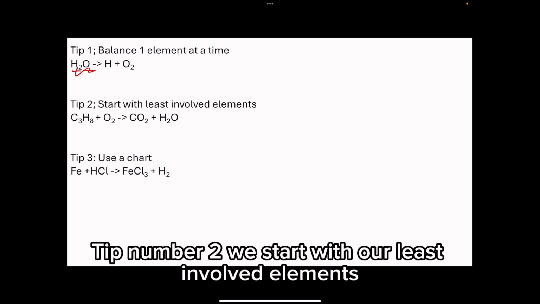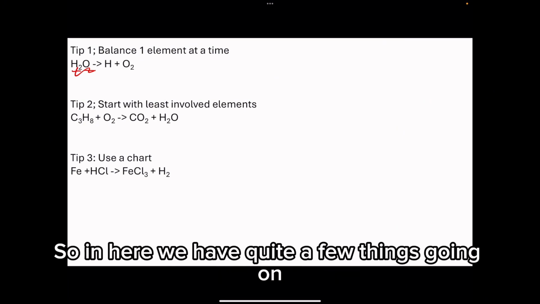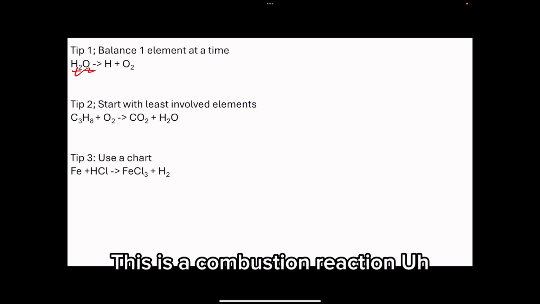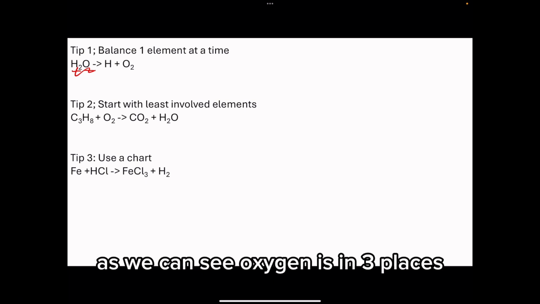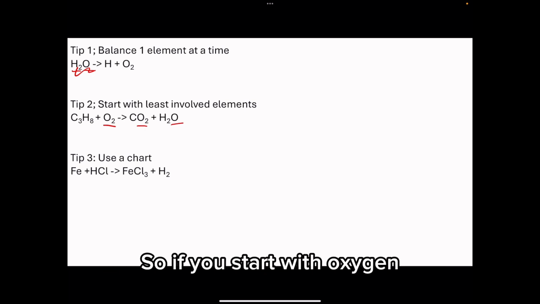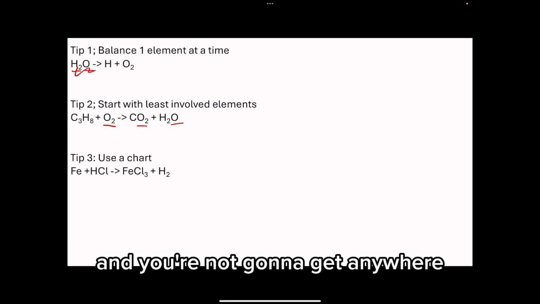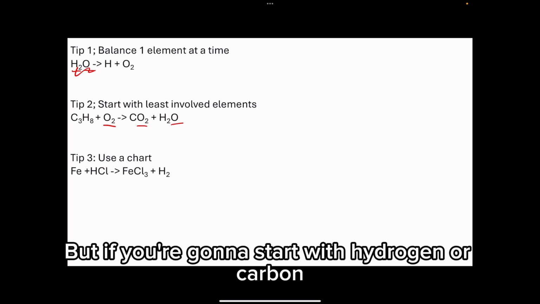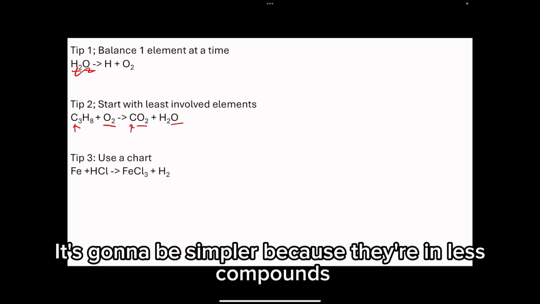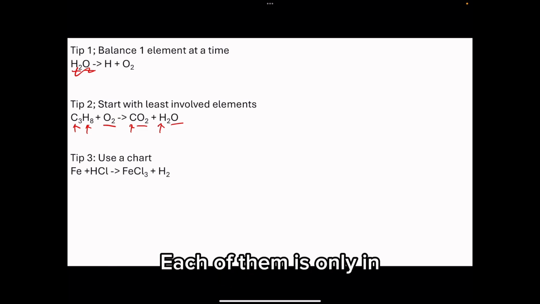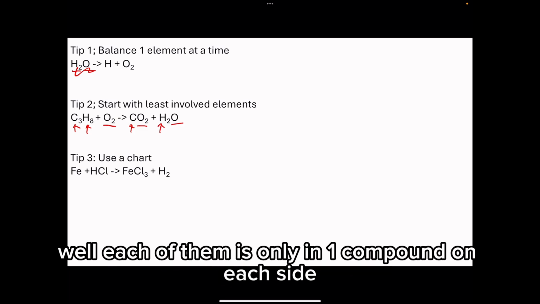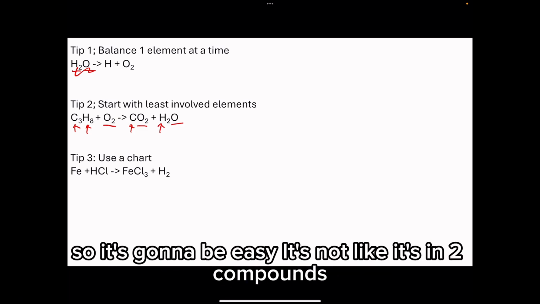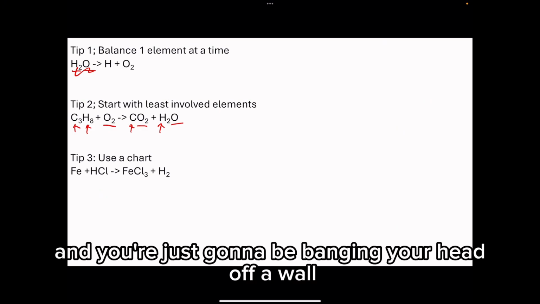Tip number 2, we start with our least involved elements. So in here we have quite a few things going on. This is a combustion reaction. As we can see, oxygen is in 3 places. So if you start with oxygen, you're just going to be bouncing all over the place and you're not going to get anywhere. But if you start with hydrogen or carbon, it's going to be simpler because they're in fewer compounds. Each of them is only in one compound on each side, so it's going to be easy. It's not like it's in 2 compounds and you're just going to be banging your head off a wall.